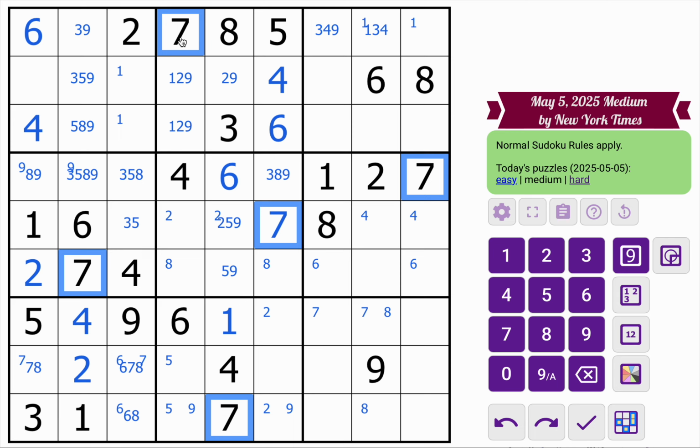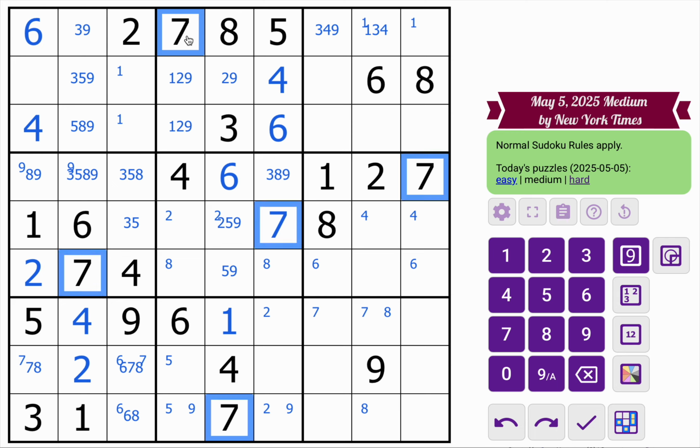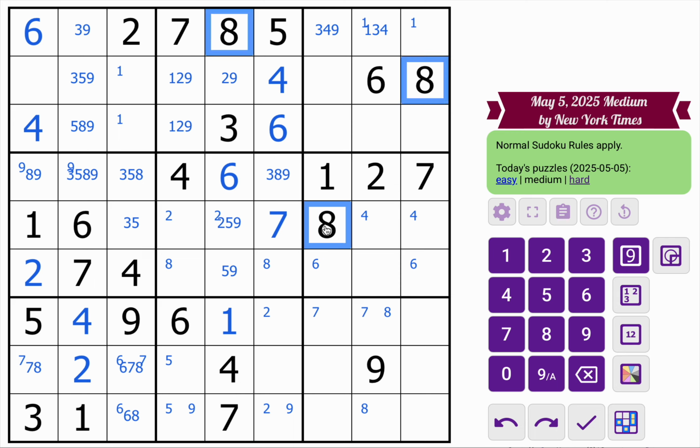7. Okay. There are 3 places for 7. There is again these 3 places for 7. And here we found out that 7 is only in the top row. Yeah, we are not able to go anything beyond.